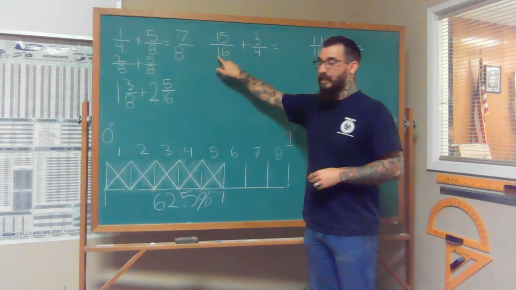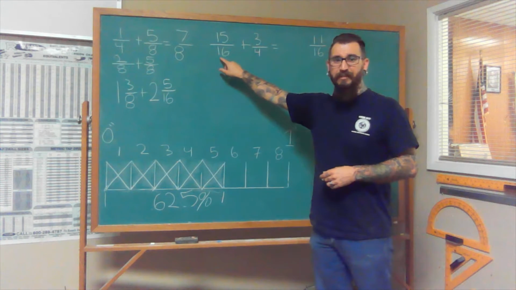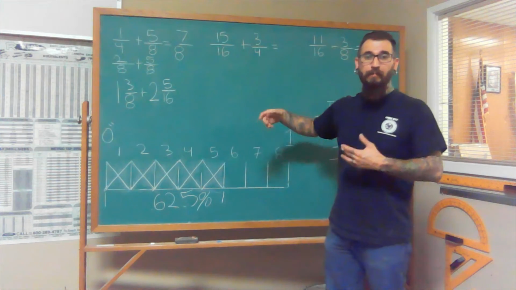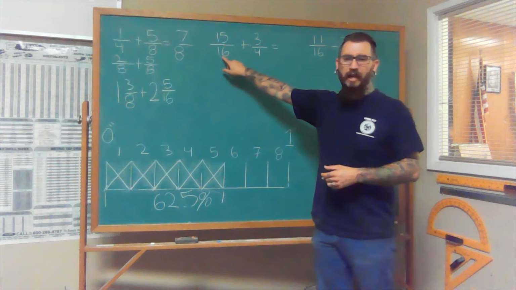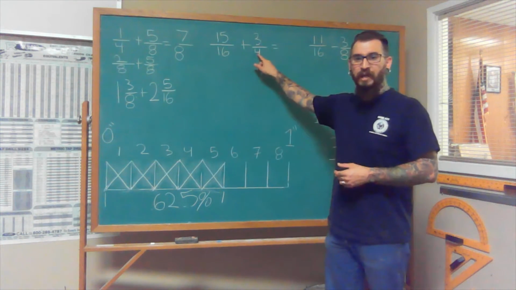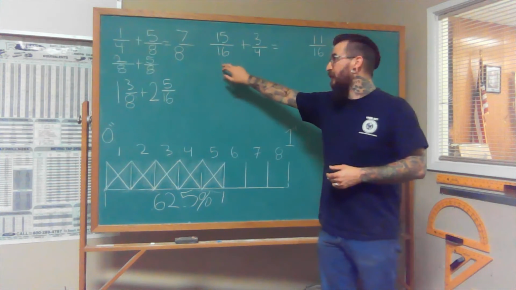So we know that they're not speaking the same language. We have quarters and we have 16ths. So we have to get these to speak the same language. They have to be compatible with each other before we can do any math. So once again, we're not going to reduce 15/16 down to the level of quarters. Instead, we're going to bring the level of quarters up to speak the same language as 16ths.